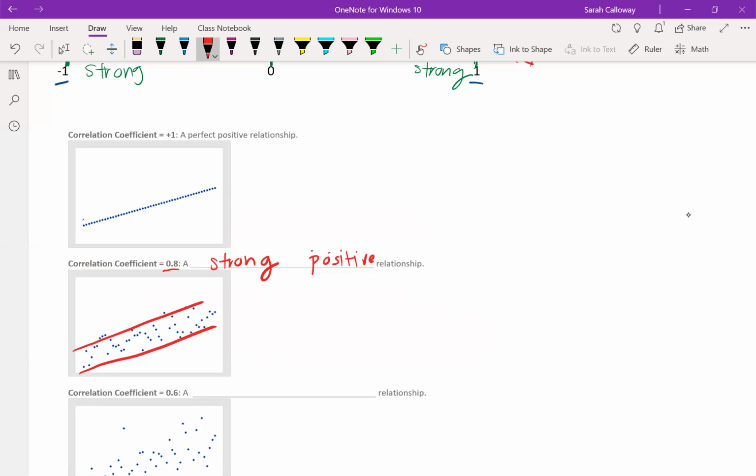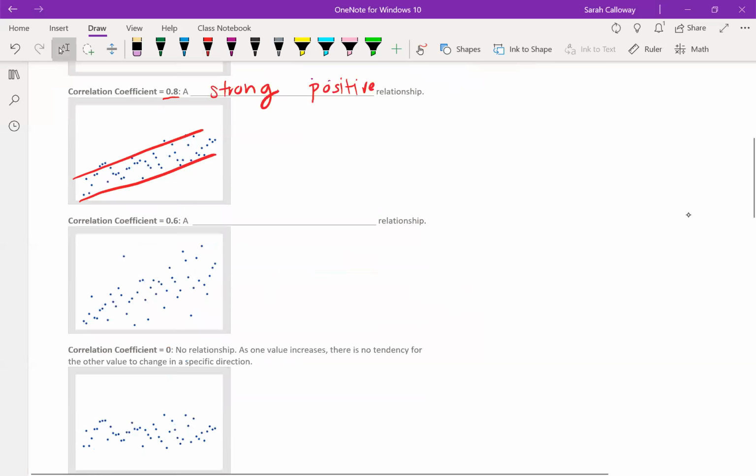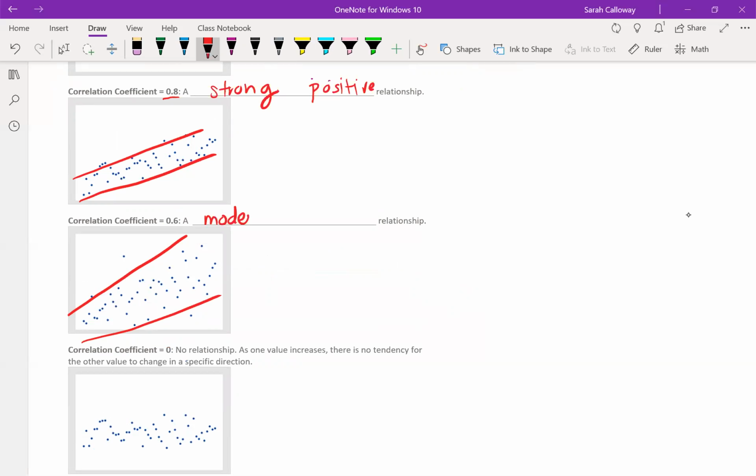Then as I get closer to 0 with a correlation coefficient of 0.6, notice the points are getting wider, so it's getting less strong. I would call this moderate, because remember, moderate's in the middle, so numbers in the middle of 0 and 1 would be an indicator of moderation. And it's still a positive slope, so this is still a positive relationship.